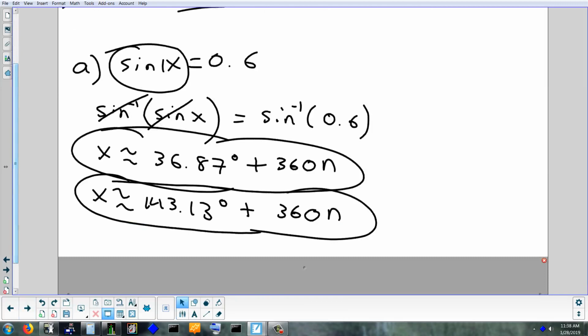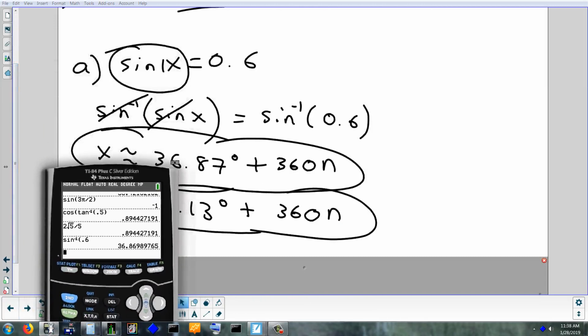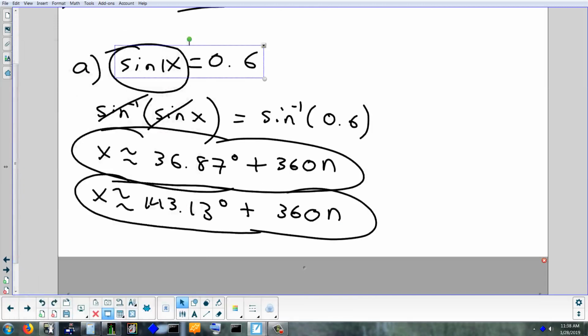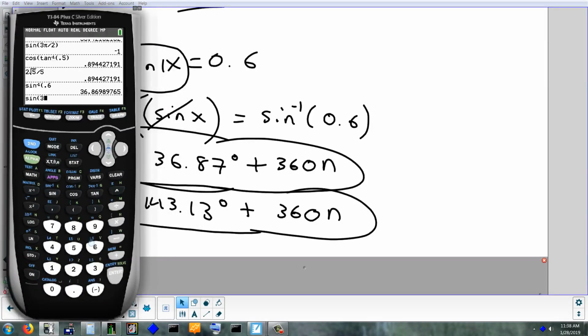Okay, let's check these two answers and make sure they're right. There's a couple ways I can check them. If I don't have a graphing calculator, take the sine of your answer and see if you get 0.6. Sine of 36.87. Now, how come I didn't get exactly 0.6? Right, the answer is not 36.87, exactly. This is the one we should check, because this one we figured out ourselves. And the sine of 143.13 worked perfect. That is also 0.6.